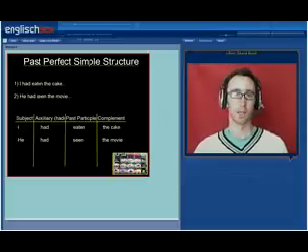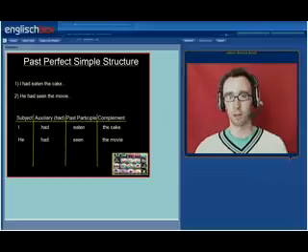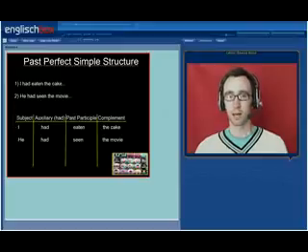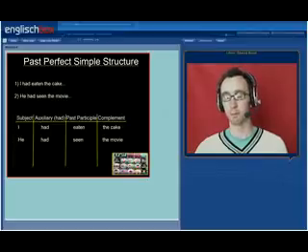Both these examples are in the past perfect simple, and we can see that we begin with the subject, in these cases I and he. Then we always have the auxiliary, had, followed by the past participle form of the verb. So eaten or seen are the past participles of the verbs to eat and to see. And finally we have the complement, in these cases the cake and the movie.